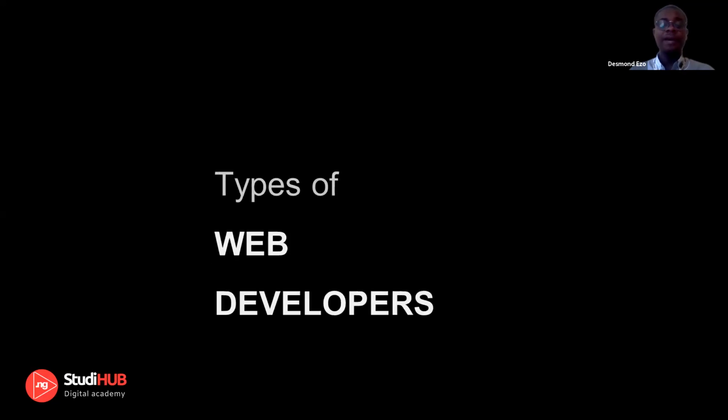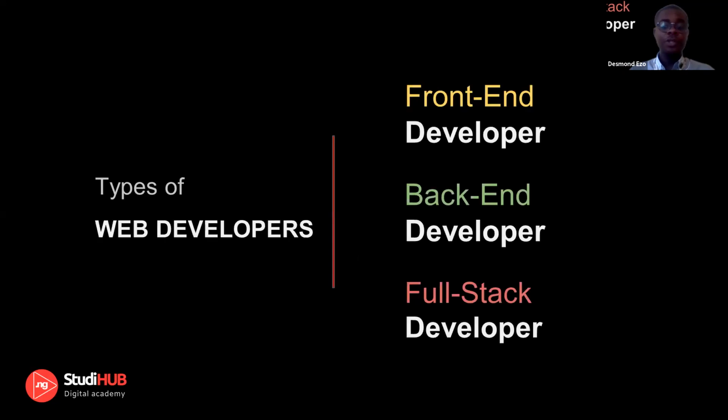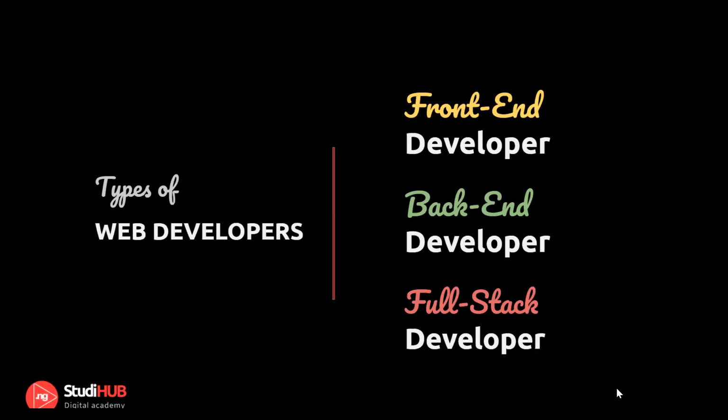As a result of these changes, specializations have come into web development. And these specializations have brought about different types of developers. So we now have different types of web developers. We have three major types. We have the front end developer, we have the back end developer, and we have the full stack developer. So let's continue.